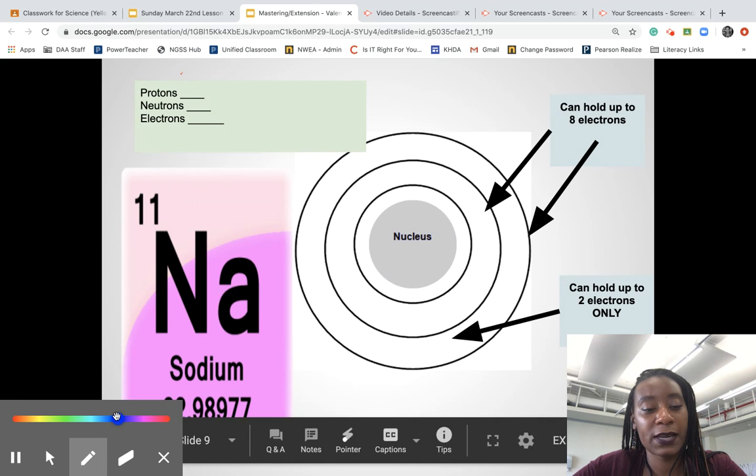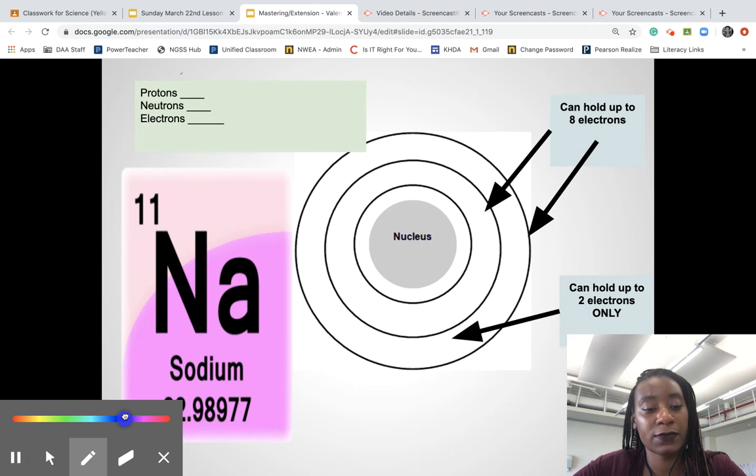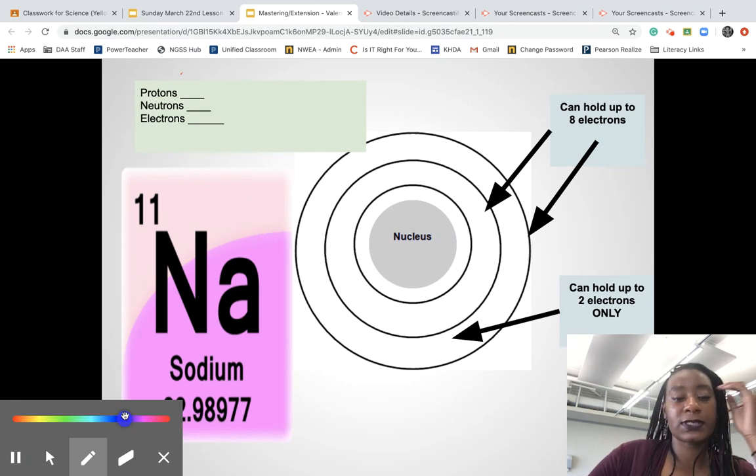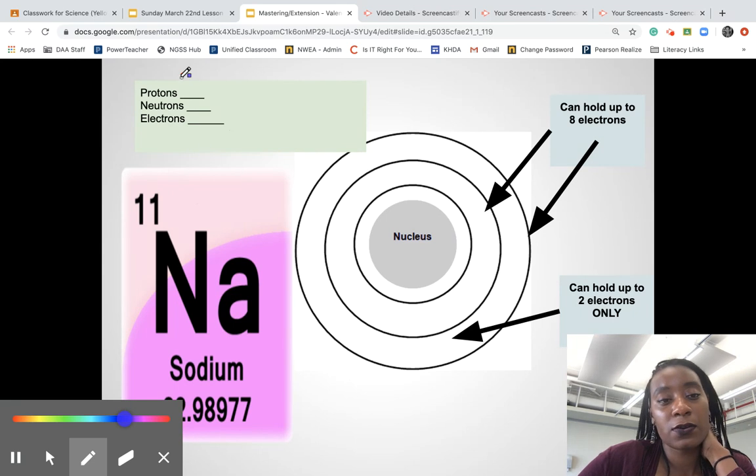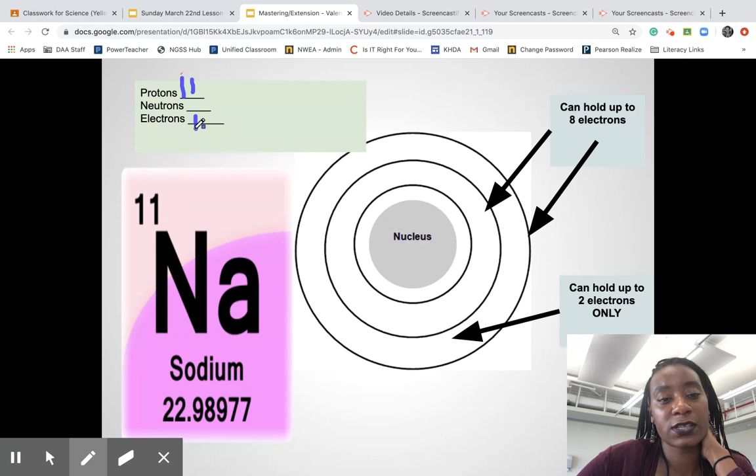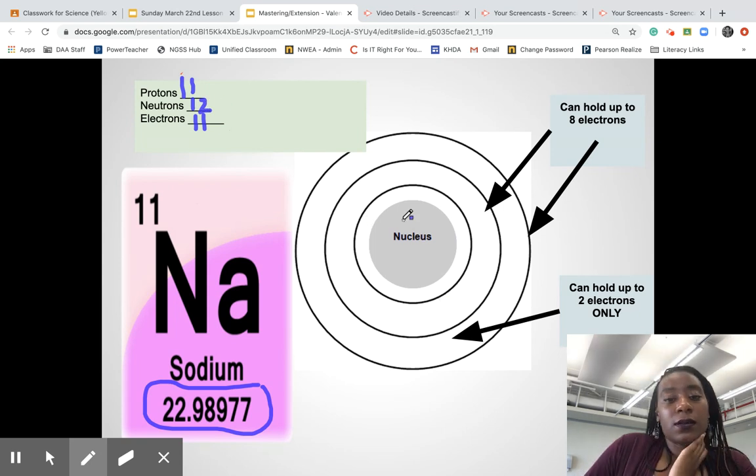All right, so by now you should have your model of sodium. We're just going to go through it together to double check. So our protons, we know that it has 11. We know that's similar to the number of electrons. And the atomic mass, if we round out, that will give us 23. And so our neutrons, we will put 12. Let's put our protons and neutrons in the center of the nucleus.